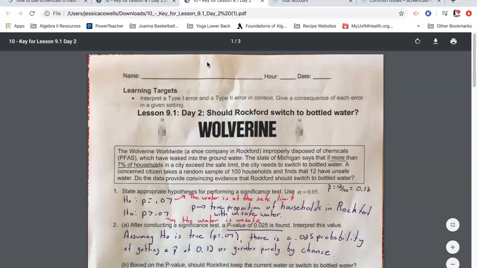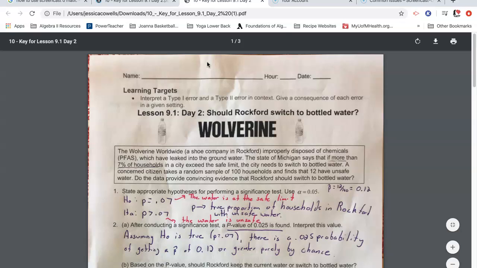This actually is based on something that happened on the west side of the state. Wolverine Worldwide, a shoe company in Rockford, improperly disposed of chemicals, PFAs, which have been linked to the groundwater. The state of Michigan says that if more than 7% of the households in a city exceed the safe limit, the city needs to switch to bottled water. A concerned citizen takes a random sample of 100 households and finds that 12 have unsafe water. Do the data provide convincing evidence that Rockford should switch to bottled water?